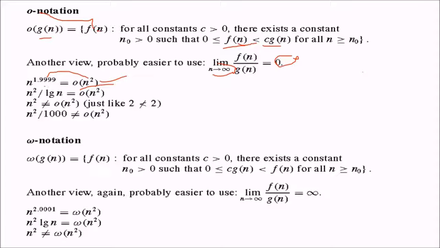That is order of n square. n square by log n, again we will take the higher one, n square. n square is not equal to small o of n square. That is, 2 will never be equal to less than or equal to 2. 2 will always be equal to 2. And n square by 1000 will also not be equal to small o of n square.